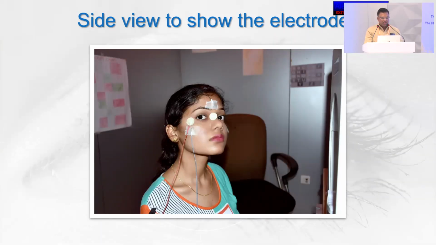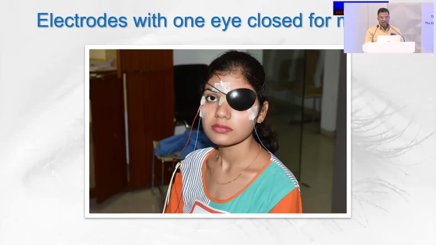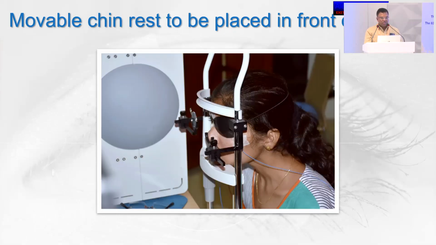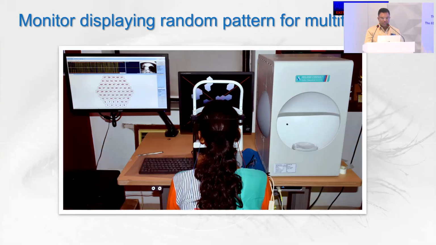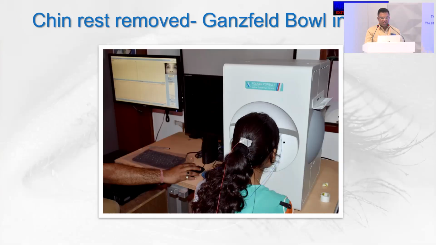Now this is a side view to show the electrodes that are placed on the child. And this picture shows how one eye is closed for multifocal ERG and the electrodes are placed. The movable chin rest has to be placed in front of the monitor. The chin rest with monitor and the fixation point can be seen in this particular slide. The monitor displays a random pattern for multifocal ERG.